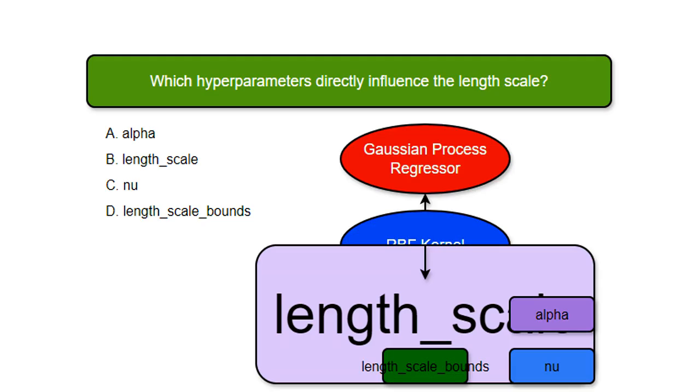Finally, lengthscale bounds sets limits for lengthscale. I think of it like a fence around a playground. It doesn't tell you where to play, but it confines your options. The optimization process for finding the best lengthscale will stay within these bounds, ensuring the value remains within reasonable limits.